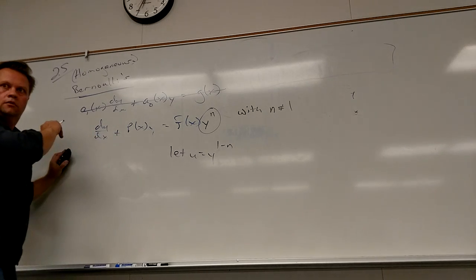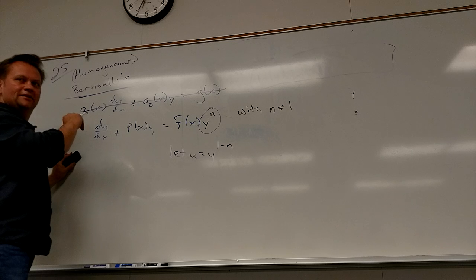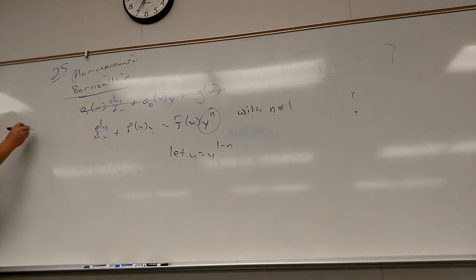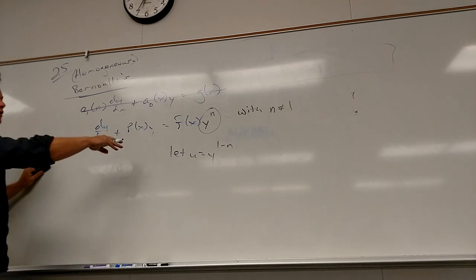Wouldn't that be square root of u and 1 minus the exponent? So for example, if u equals y to the third, what's y equal to? U to the 1/3, yeah. If u equals y to the negative 2, what's y equal to? u to the 1/2. U to the negative 1/2? Something like that. Okay. That was kind of pushing it with all the n stuff.